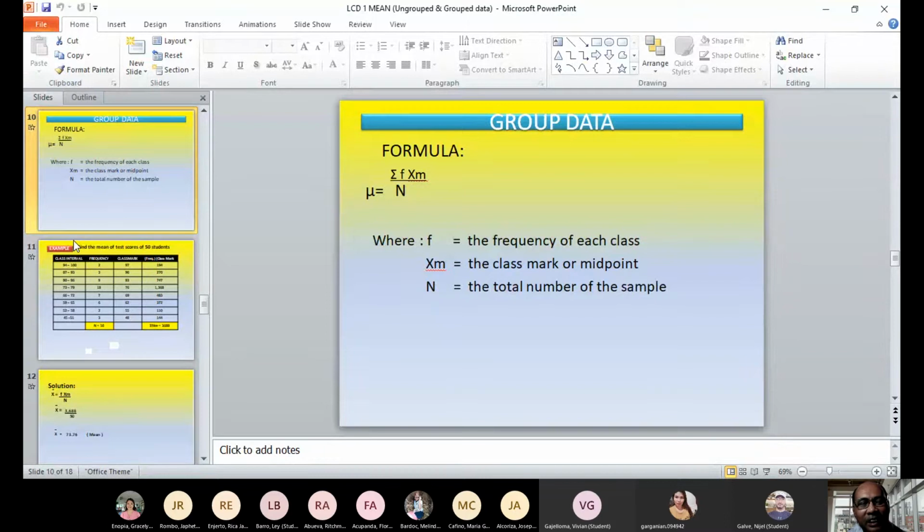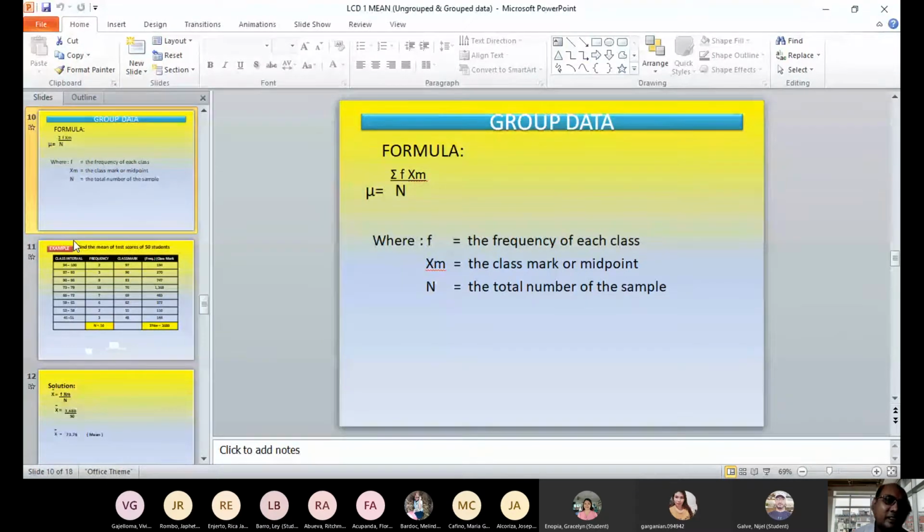Again, for the review, class mark or midpoint, meaning to say, lower limit plus upper limit divided by 2. That is class mark. Then, class mark divided by n, population. So, meaning to say, you're the one to identify if that problem belongs to ungrouped or grouped data. Then apply the appropriate formula.